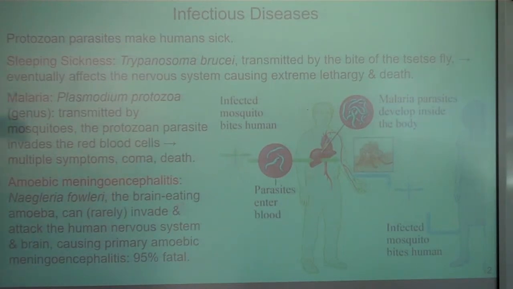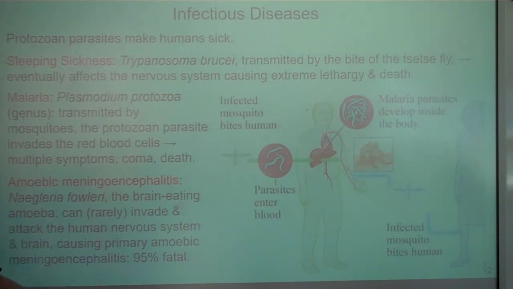Sleeping sickness, caused by the tsetse fly in Africa, affects the nervous system. Lethargy, a person can't wake up and they eventually die. Amoebic meningoencephalitis. Encephalitis basically means inflammation of the neurons, which are the cells of thinking and reaction. Spine and brain are affected. They cause inflammation of those.